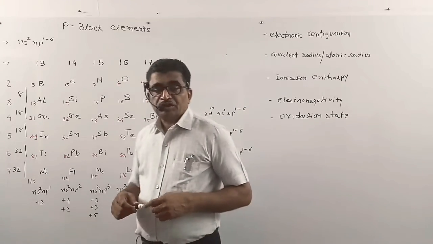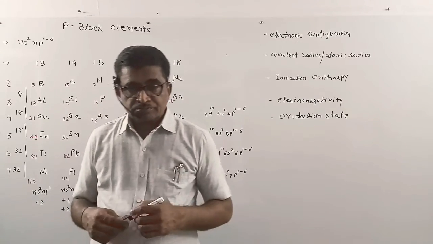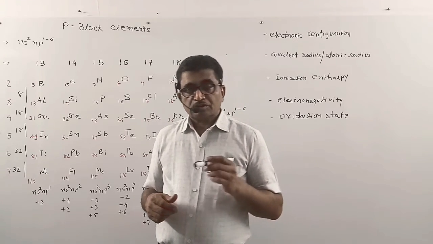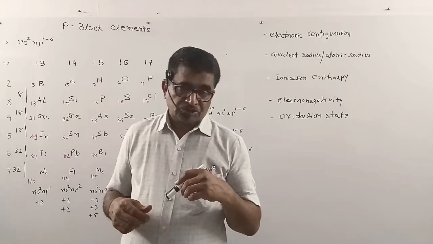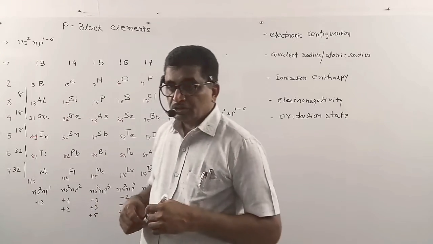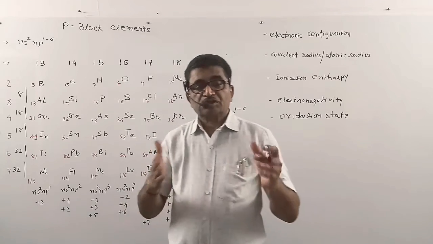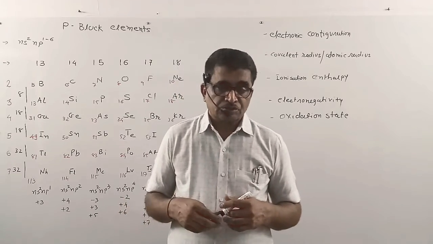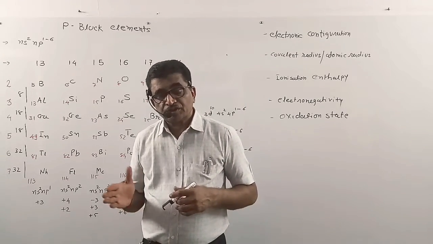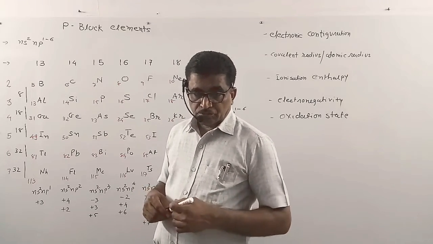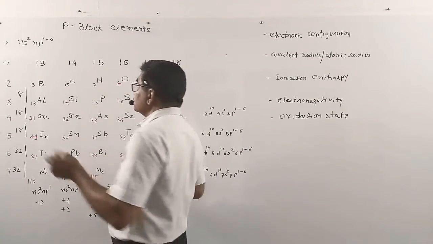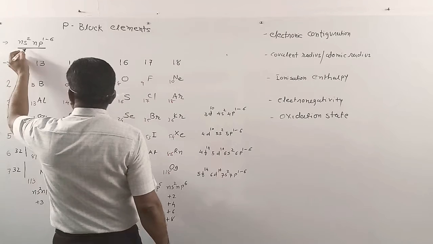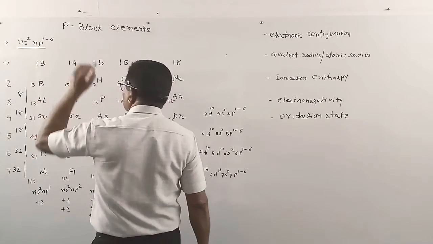We know that in any atom, in the last orbitals, the electron is filled in p orbitals. There are 3 p orbitals, px, py and pz, and a total maximum of 6 electrons we can fill in p orbitals. So the common electron configuration of P-block elements is ns2 np1 to 6.